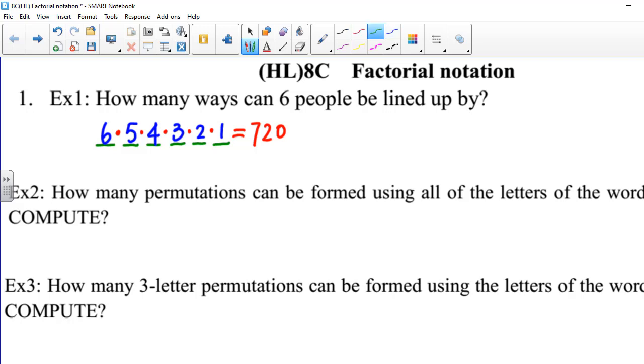Let's look at how we can solve the second one. How many permutations can be formed using all of the letters of the word compute? How many letters are there in total in this word? 1, 2, 3, 4, 5, 6, 7. And all 7 letters are different. If I want to use those 7 letters to form any word, that means I need to arrange the letters step by step, until the last letter can be filled up. So I will have 1, 2, 3, 4, 5, 6, 7 steps to finish the task.